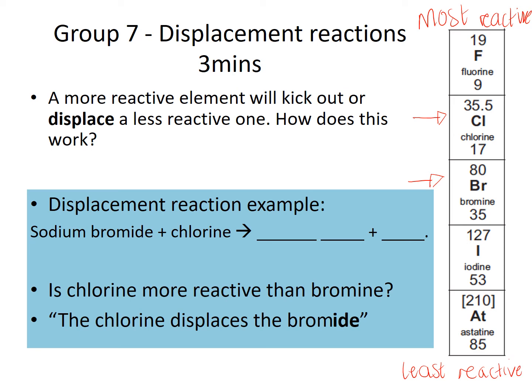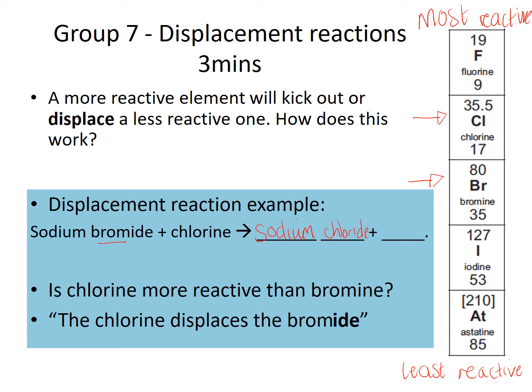So in our example of a displacement reaction, I've got sodium bromide and that reacts with chlorine. And I have to decide whether chlorine is reactive enough to kick out or displace the bromide. And looking at the list of elements on the right, I can see that chlorine is above bromine. So I know that chlorine is more reactive. So a displacement reaction does happen. So my product is going to be sodium chloride.